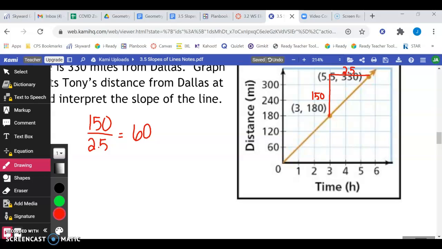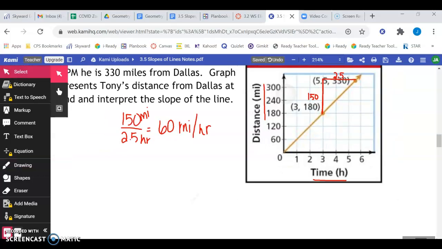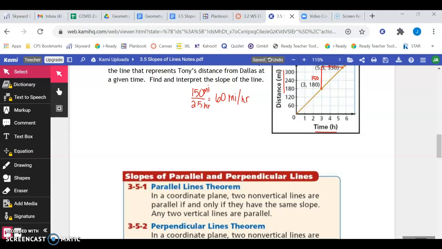But they want us to interpret the slope. What does that slope represent? So my 150 is the y going up here, and y is our distance in miles. And then going over, the x values are time in hours. So we use those labels here: 60 miles per hour. So the slope here is his speed. How fast is he driving?